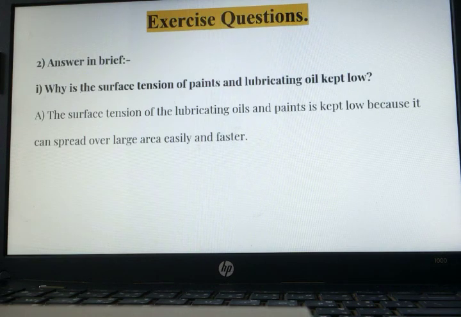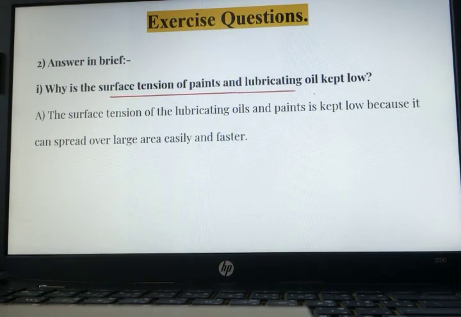Now we will start with brief questions and answers. Why is the surface tension of paint and lubricant oil kept low? Paint and lubricant oil. If you see the person who paints, as soon as he puts paint, that paint spreads out nicely. Why does it spread so easily? Because their surface tension is very low, so that they can easily spread out.